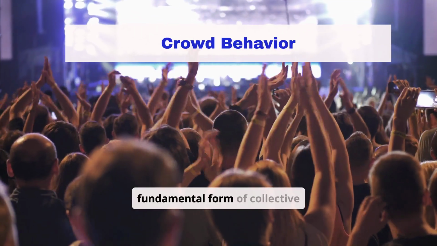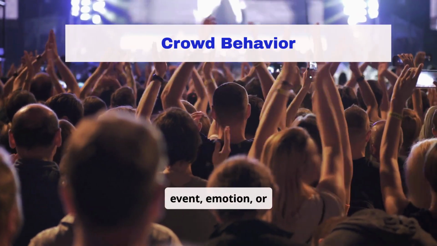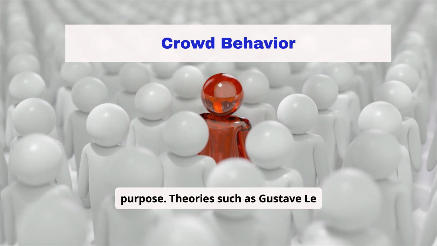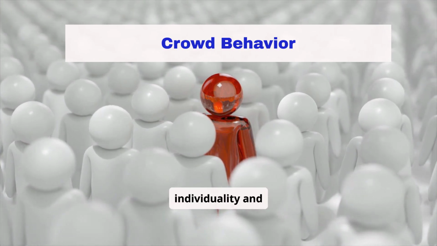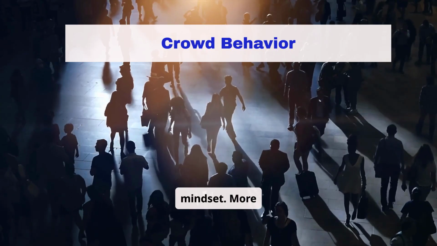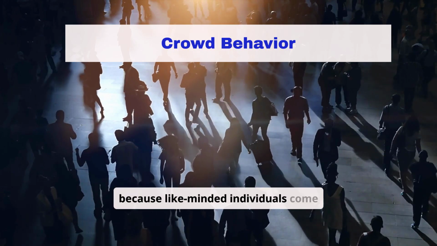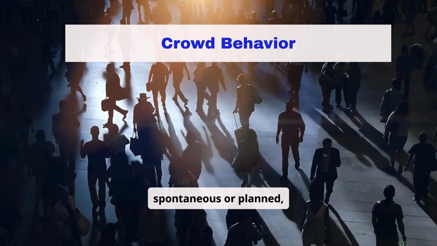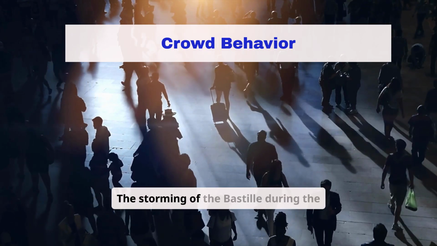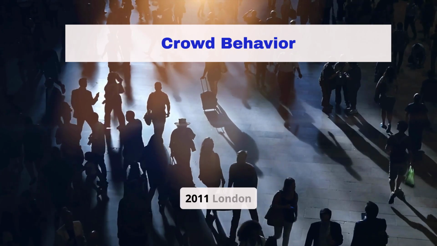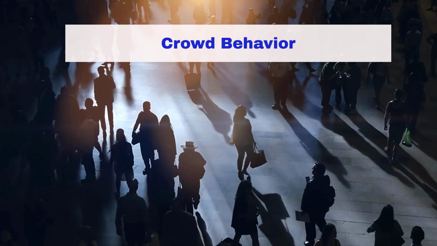Crowds represent a fundamental form of collective behavior where individuals gather in response to an event, emotion, or shared purpose. Theories such as Gustave Le Bon's contagion theory suggest that individuals in a crowd lose their sense of individuality and adopt a collective mindset. More contemporary perspectives, such as convergence theory, argue that crowds form because like-minded individuals come together. Whether spontaneous or planned, crowd behavior can lead to powerful social changes or unpredictable chaos. The storming of the Bastille during the French Revolution and the 2011 London riots both illustrate how crowds can be agents of political upheaval or disorder.